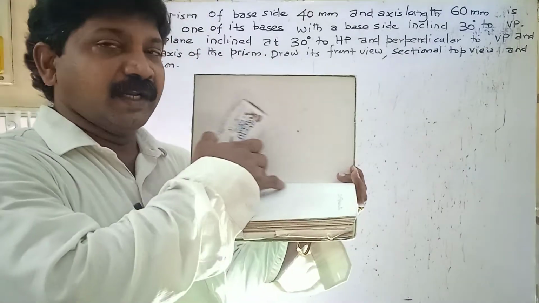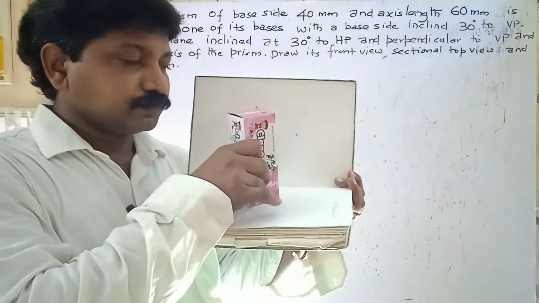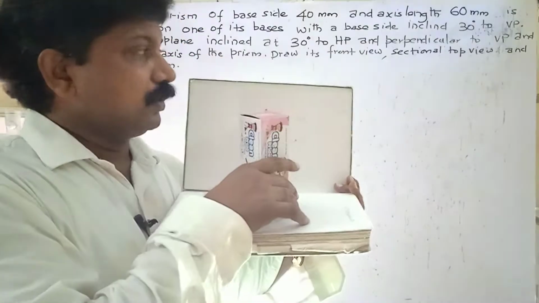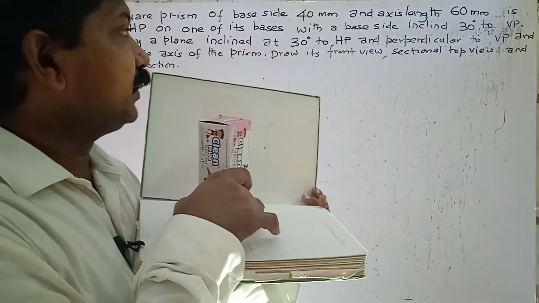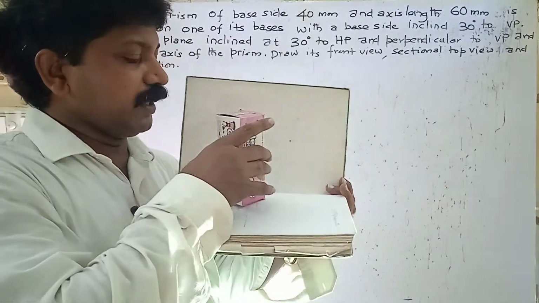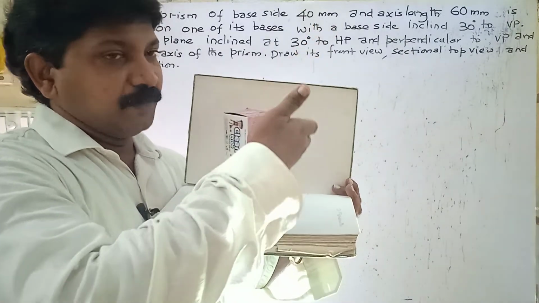So draw a 30 degree inclined line and then draw the top view. And then project the front view from the top view. Now the cutting plane is inclined at 30 degrees to HP and perpendicular to VP.